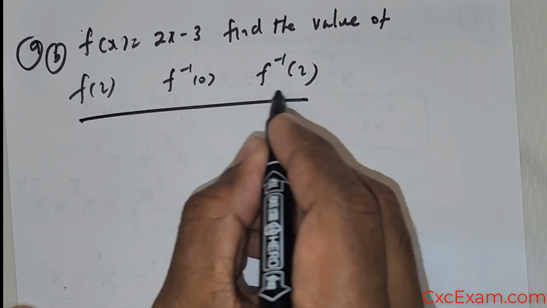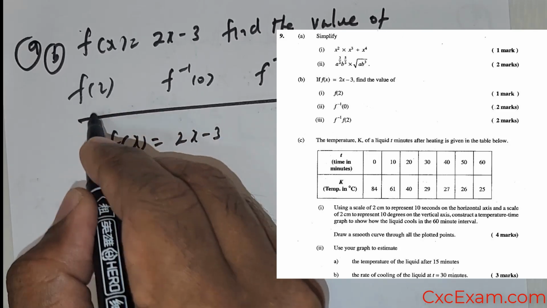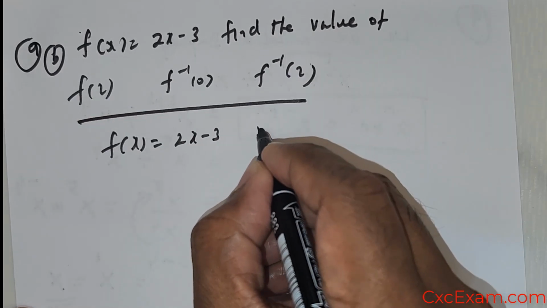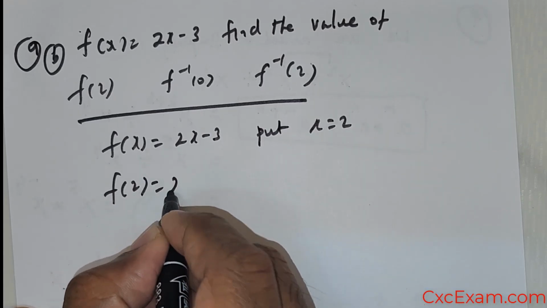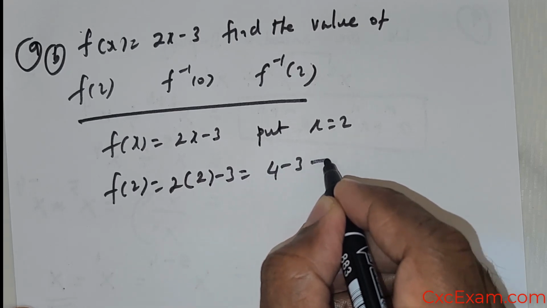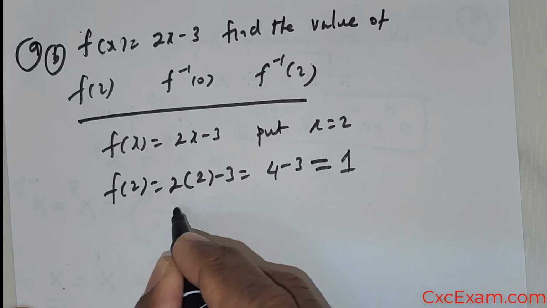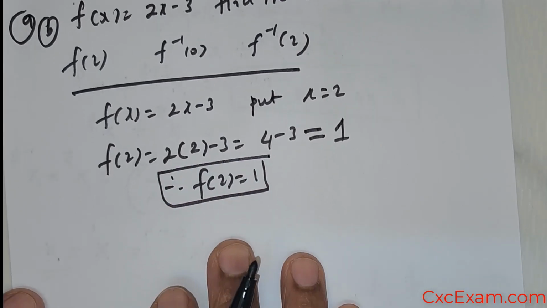Now we have f of x is equal to 2x minus 3. We are asked to find f of 2. So we substitute, put x is equal to 2. So that's going to be f of 2 is equal to 2 times 2 minus 3, which is 4 minus 3, which is equal to positive 1. So therefore f of 2 is equal to 1. So you can box that.